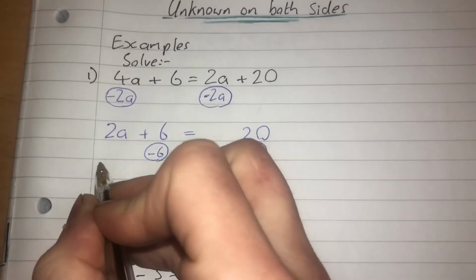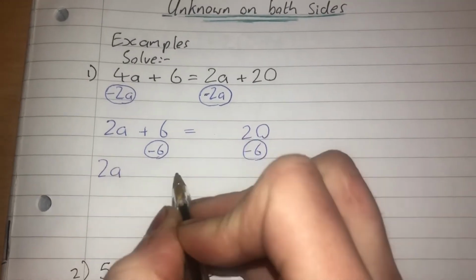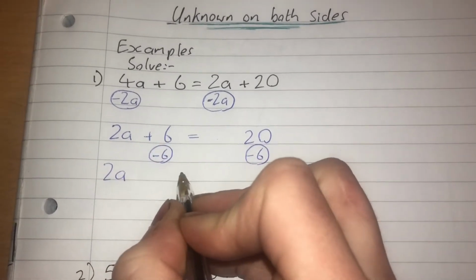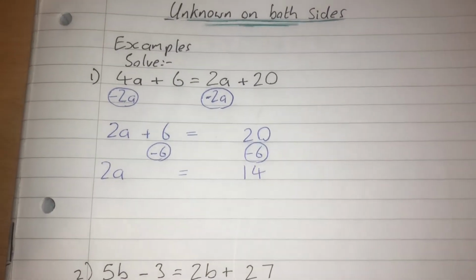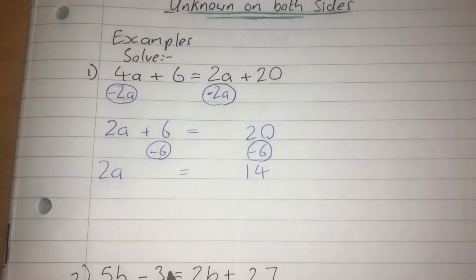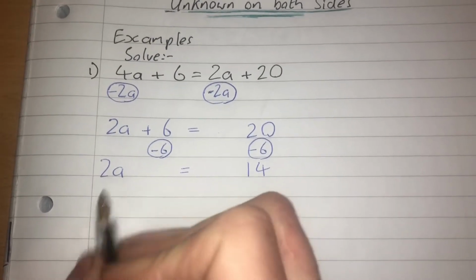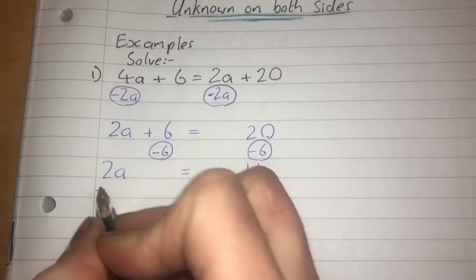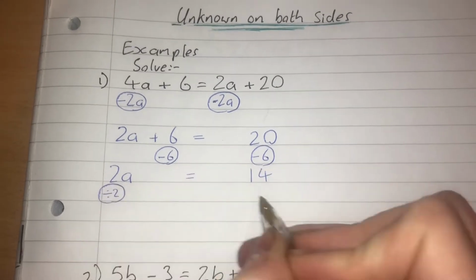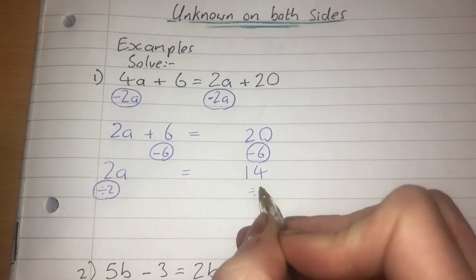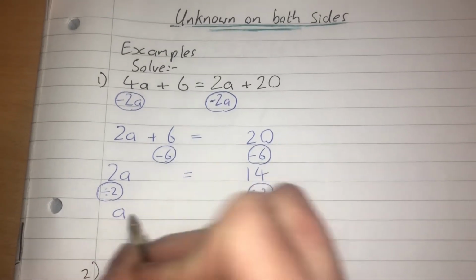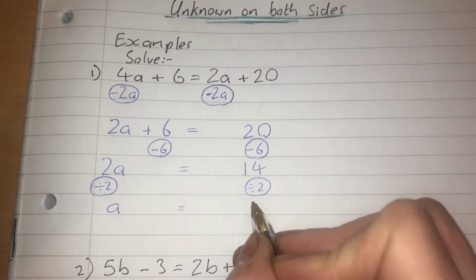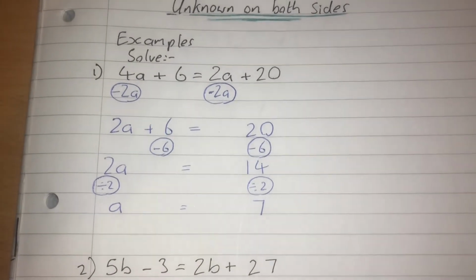So now what I'm left with is 2a, because I haven't done anything with that 2 yet, plus 6 minus 6 is 0, so it's gone, equals 14. So 2a = 14. I now need to get rid of this 2. The 2 is multiplying with the a, do the opposite, so divide by 2. Divide by 2 on the left, I have to divide by 2 on the right also. 2 divided by 2 is 1, 1a, which is just a. 14 divided by 2 is 7, so a = 7.